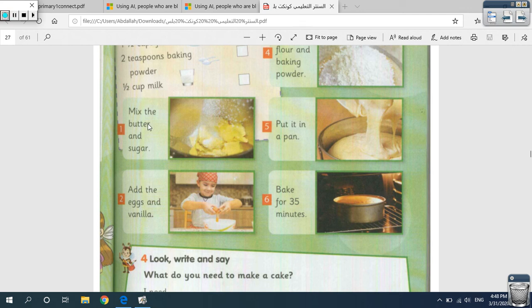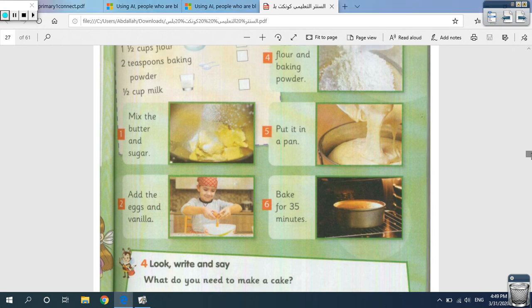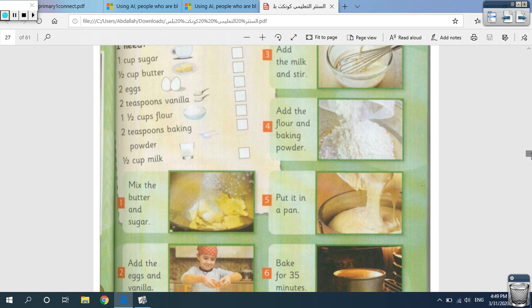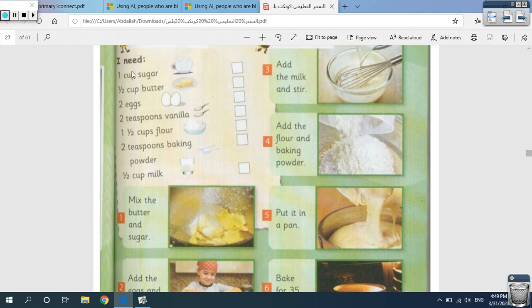First, mix the butter and sugar. Mix means that we put them together. Add the eggs and vanilla. Number 3, add the milk and stir. Stir means doing like this with the whisk, very fast.